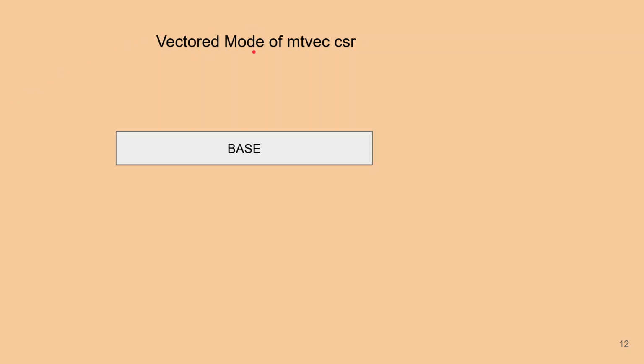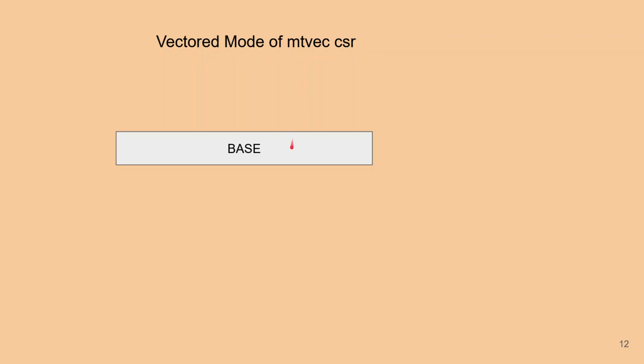Today we'll take a closer look at the vectored mode of the mtvec CSR and how it benefits the handling of interrupts. mtvec stands for Machine Trap Vector CSR. It tells the CPU where to jump on an interrupt or an exception, as we have seen before.